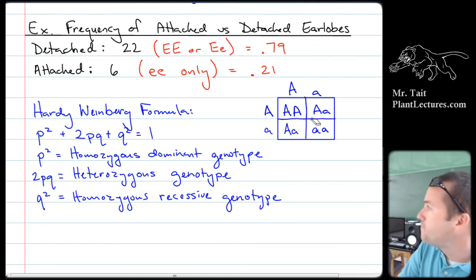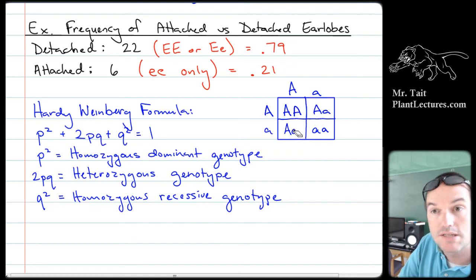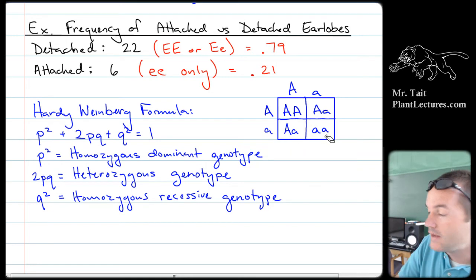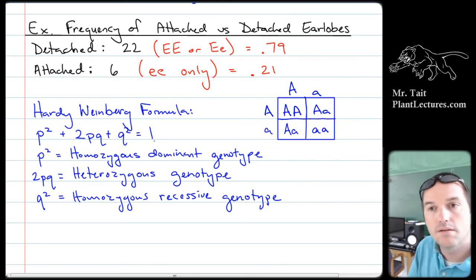Then you've got big A times little a and big A times little a, which is 2 big A little a, which corresponds to 2pq, because p represents the big A and q represents the little a. And then down here, you've got little a times little a, which is little a squared, and that goes in here to q squared. And we know that this is going to add up to 100%, and 100% is 1. We see where this comes from?